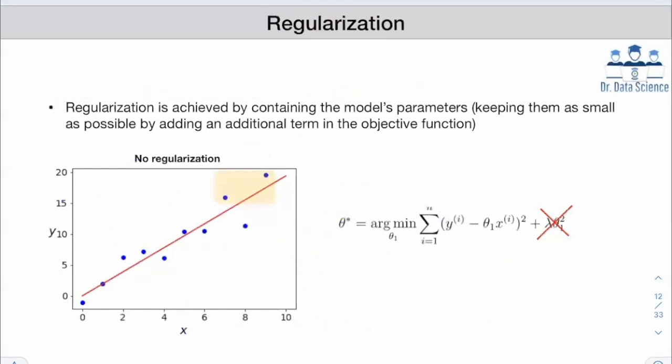Regularization is achieved by constraining the model parameters. And this typically means keeping them as small as possible by adding an additional term in the objective function. So if you remember, in the problem statement, that was the additional term that we added, which was some fixed number lambda times the optimization variable to the power of 2, which you can say measures the magnitude or the norm of this variable. If lambda equals 0, we completely get rid of this term.